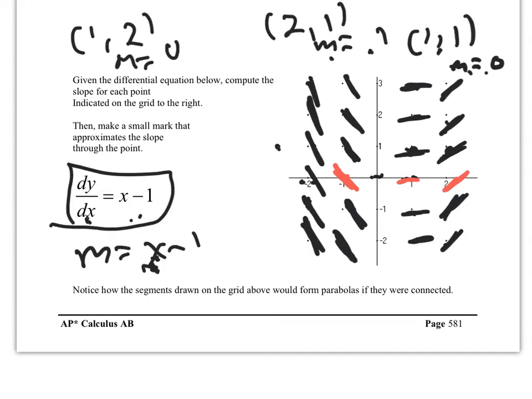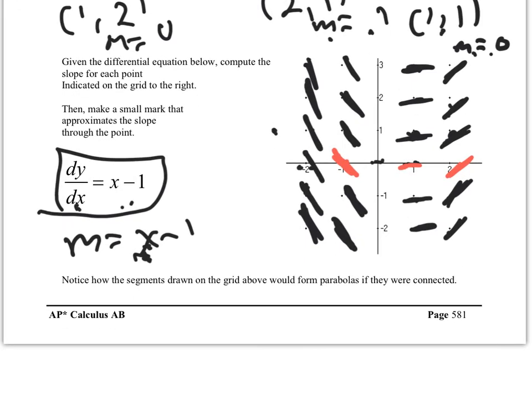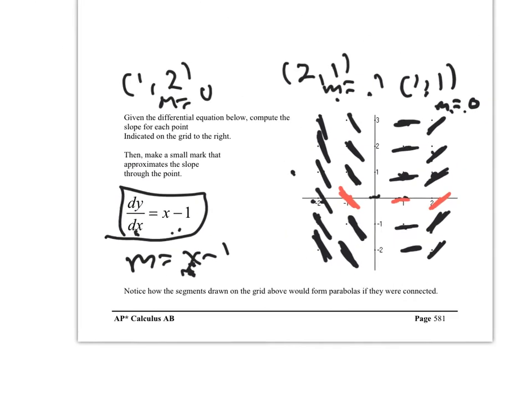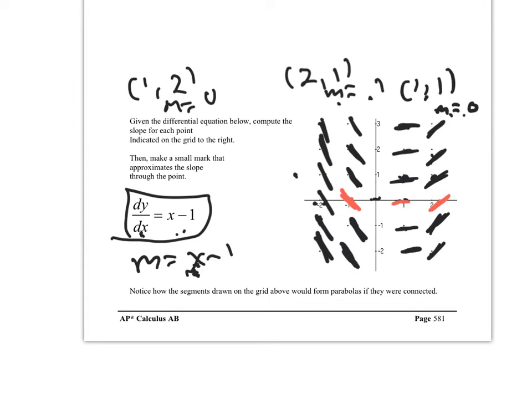So what's happening here? Well, interesting thing. Notice that the segments drawn on the grid would form a bunch of parabolas. Oh, yes, you sir. See that? Yes, sir. So you remember how that plus C could change based on your initial condition? You're supposed to imagine inside, like a magnetic field, look inside. There's a zero slope. That's where the vertex would go. Look at that. You see all these different families of parabolas? They're one big happy family.